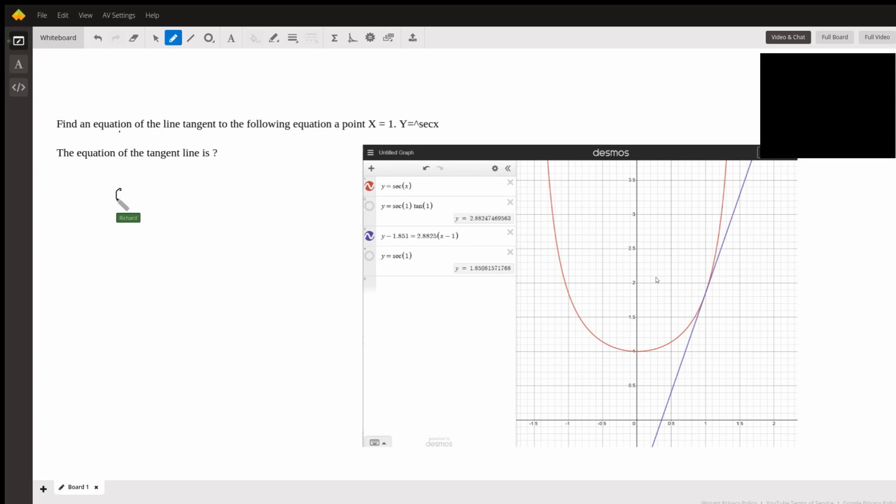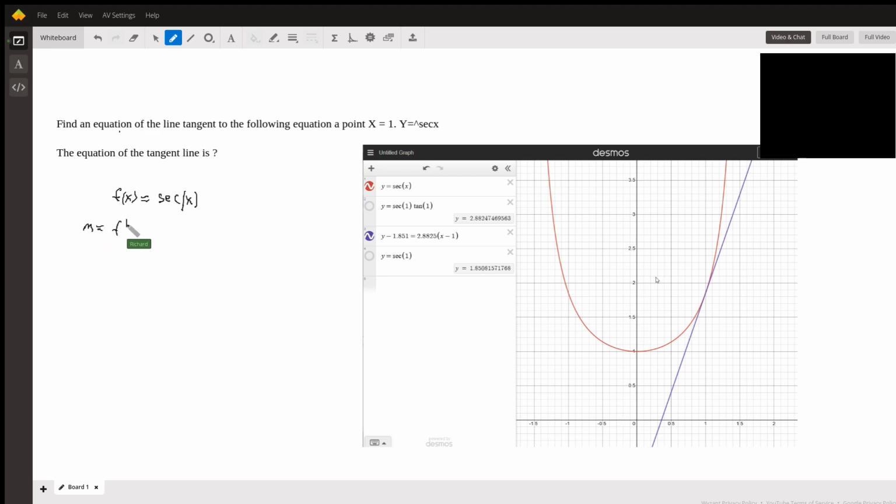So we have a function, f of x equals the secant of x. You can see that this is the red curve on the graph. And we want to find the equation of the tangent line at x equals 1. So we have to start by finding the derivative. This is going to give us the slope.